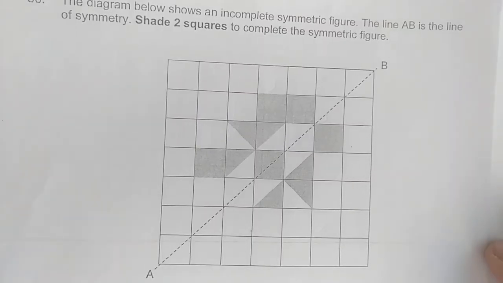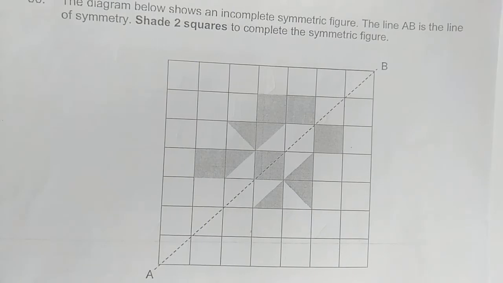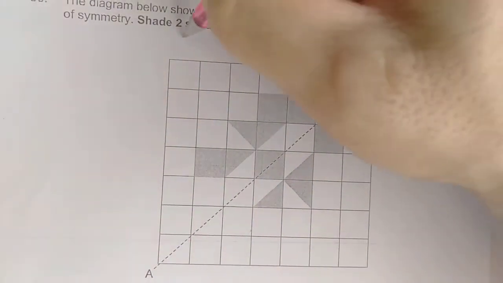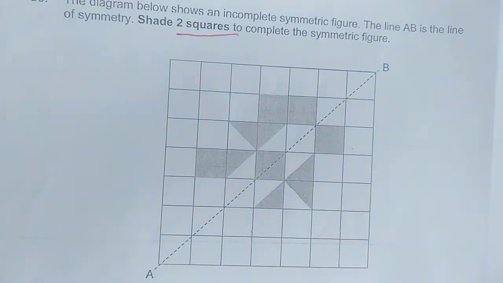Okay, next one. The diagram shows an incomplete symmetric figure. The line AB is the line of symmetry. So this is the line of symmetry. Shade two squares, they ask you to shade squares and not triangles, to complete a symmetric figure.